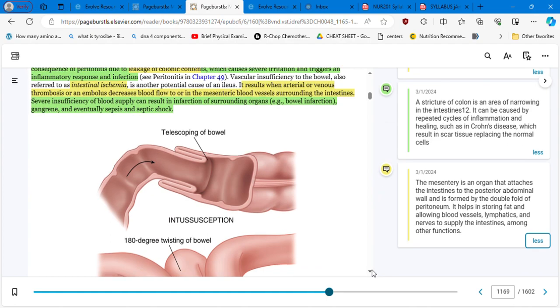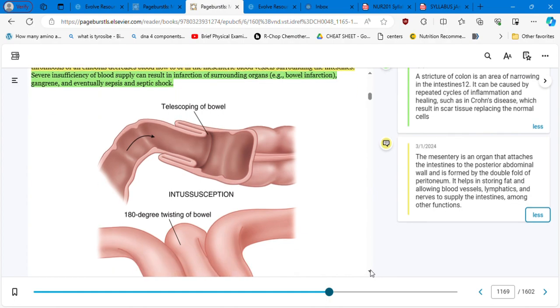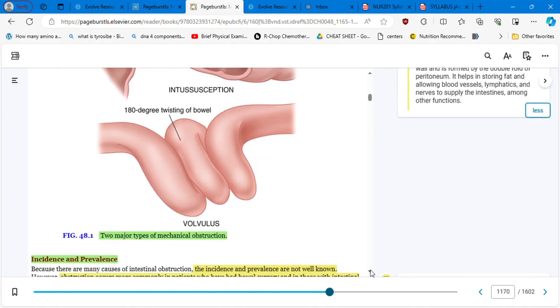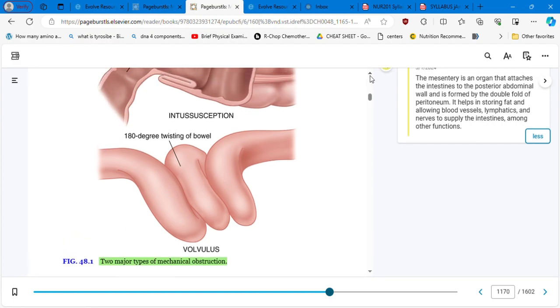Now, severe insufficiency of blood supply can result in infarction of surrounding organs. Okay, so bowel infarction, gangrene, and eventually sepsis and septic shock if we have, of course, this ischemia in the intestines. So here we have the picture of the intussusception.